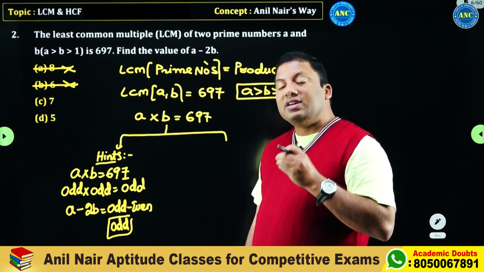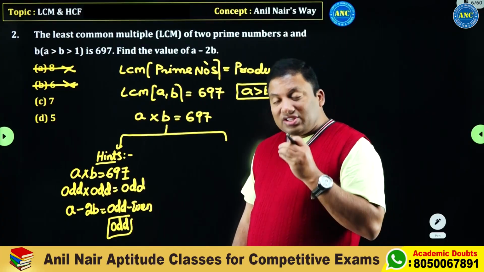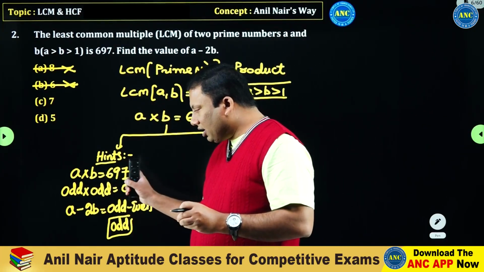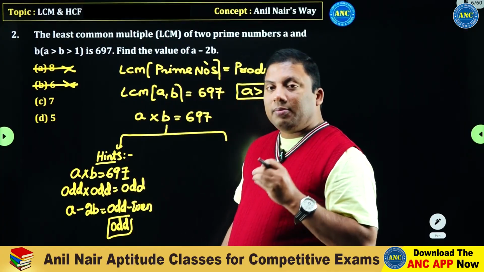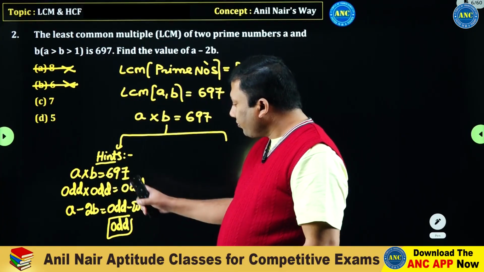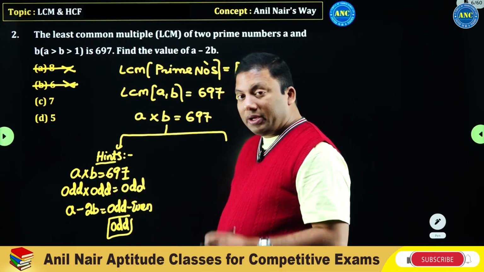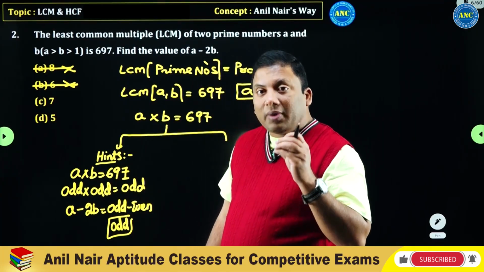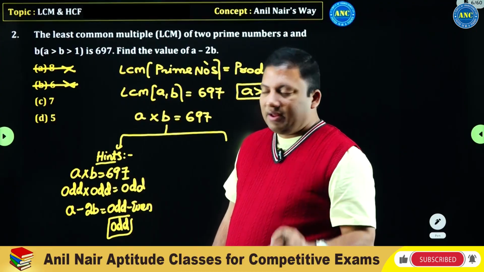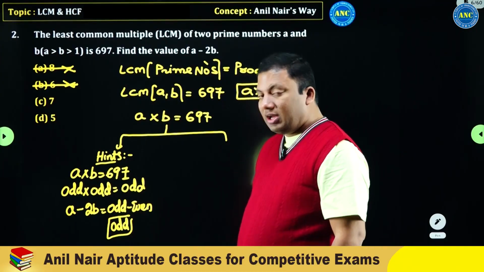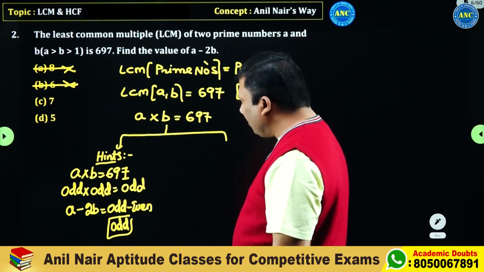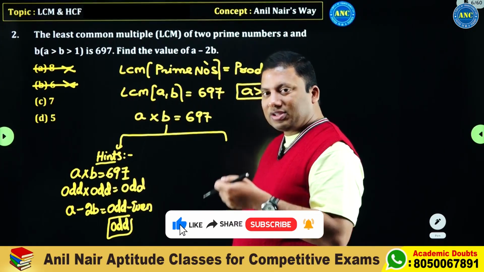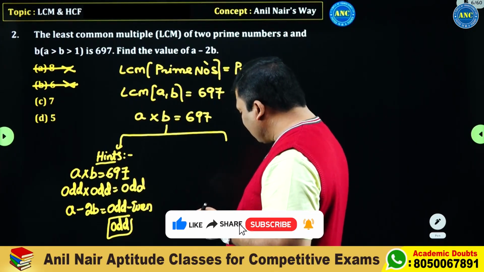A into B is 697. 697 is an odd number. Odd into odd is an odd number, so A is odd and B is odd. A minus 2B: A is odd, 2 into any number is even, and odd minus even is an odd number. That means the answer should be an odd number. Without even finding the values of A and B, 2 options are out.